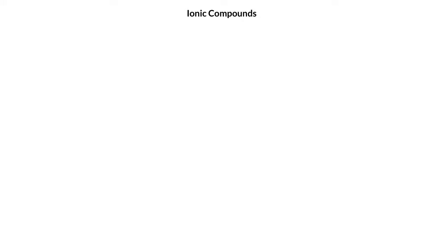Compounds composed of metals and nonmetals are called ionic compounds. Remember that metals form cations, that is, ions with a positive charge, and nonmetals form anions, or ions with a negative charge. Ionic compounds are neutral, meaning that all of the positive charge must equal the negative charge. So let's look at some examples.